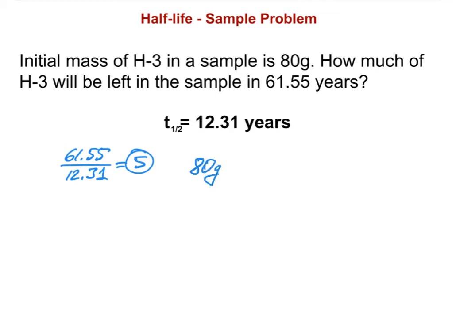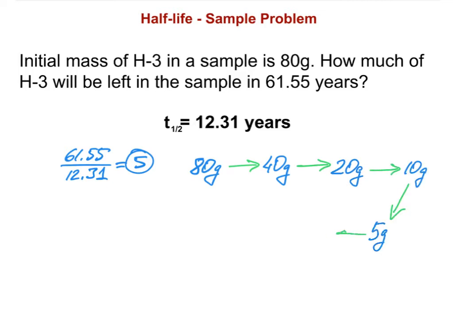We start with 80 grams. One half-life later, it is 40 grams. Another half-life later, it's 20 grams. Then 10, then 5, and finally 2.5 grams. After 5 half-lives, there will be 2.5 grams of hydrogen-3 left in the sample. A quick check to make sure that we do have 5 half-lives in our calculation is to count all the arrows that represent half-lives. So 1, 2, 3, 4, 5.